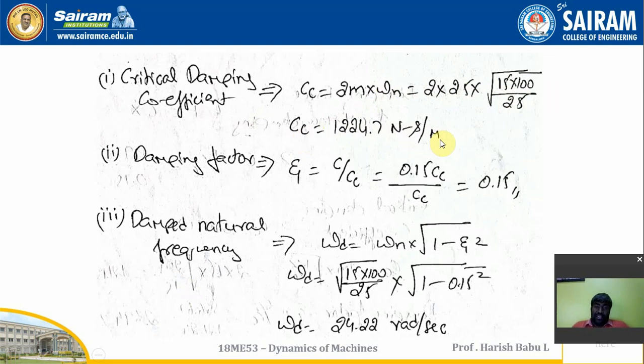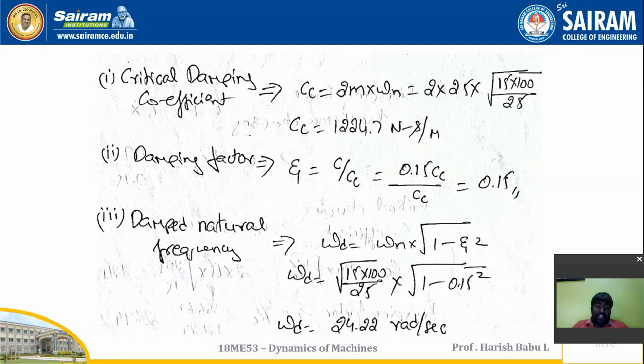So once you got Cc, and the C value they given in terms of Cc, it will be very easy to find out the damping factor zeta, that is zeta equals C by Cc. So C I'm going to substitute as 0.15 times Cc divided by Cc. So Cc will get cancelled. I'm going to get damping factor as 0.15. So damping factor is less than 1, so it will be an underdamped system.